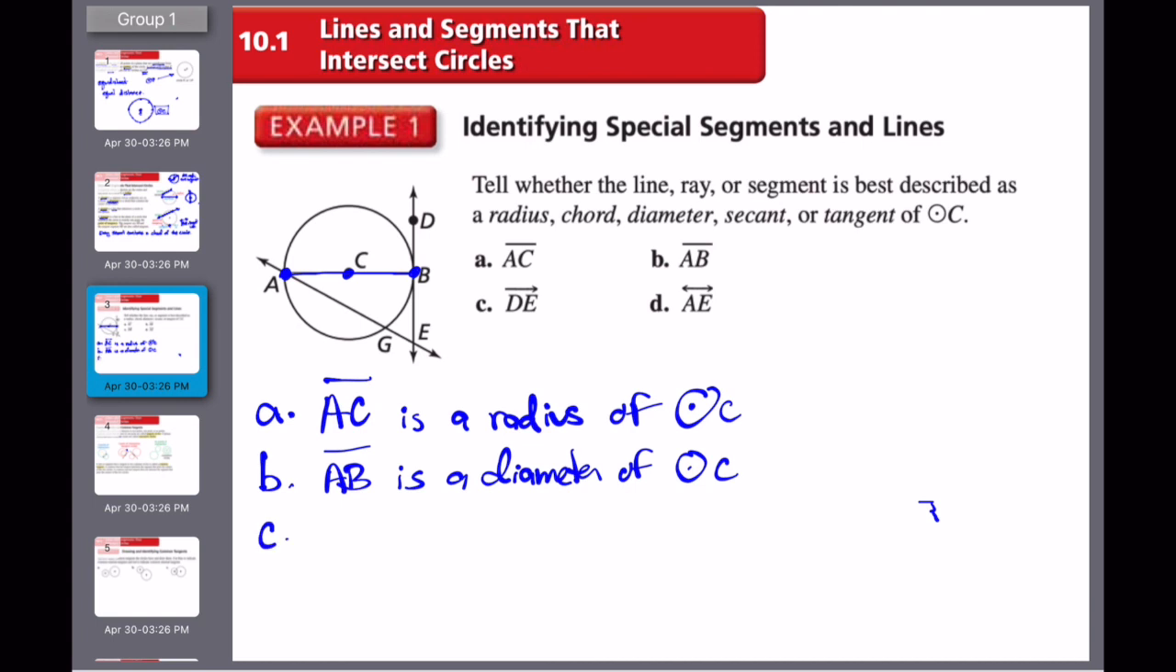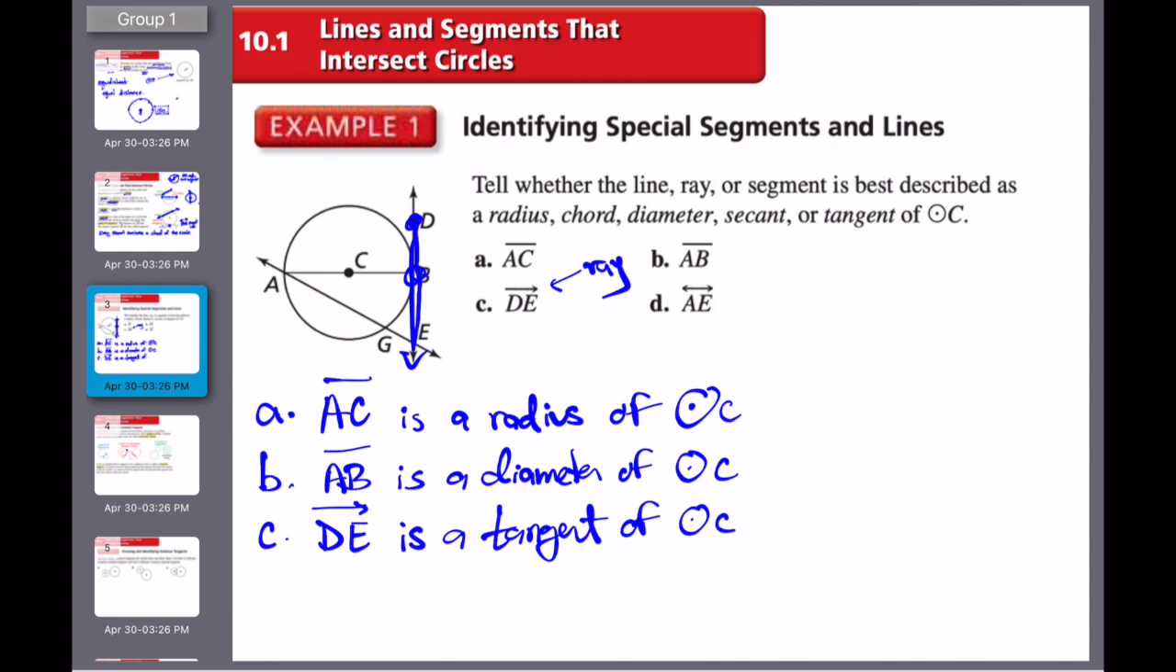Now if we look at question C, we see that they're using the notation for a ray. So ray DE. Let me erase my markups here. And we're going to start at D, that's our endpoint, go in the direction of E, and it's going to go on indefinitely that way. And we see that this ray touches the circle at one point, and that one point is B. So we can say that ray DE is a tangent of circle C. And just to add some emphasis here, we can say that point B is the point of tangency.